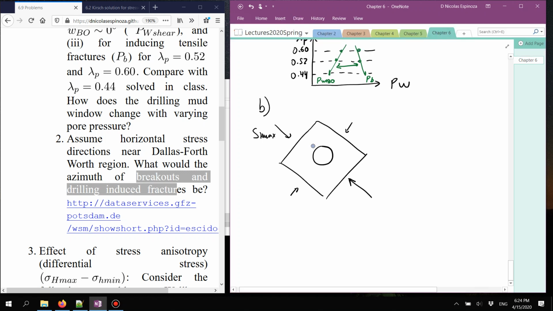drill-induced tensile fractures are going to align with the direction of the maximum stress. That's where you should expect them to happen, always according to this stress. And breakouts are going to align in a direction perpendicular to the direction of the maximum principal stress. So they are going to show up here.